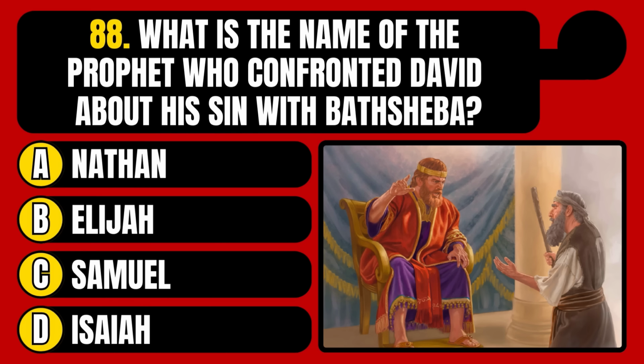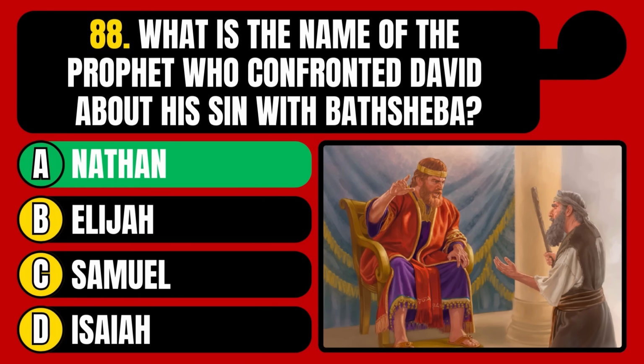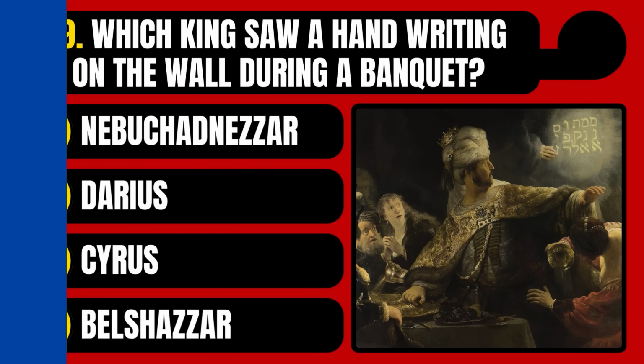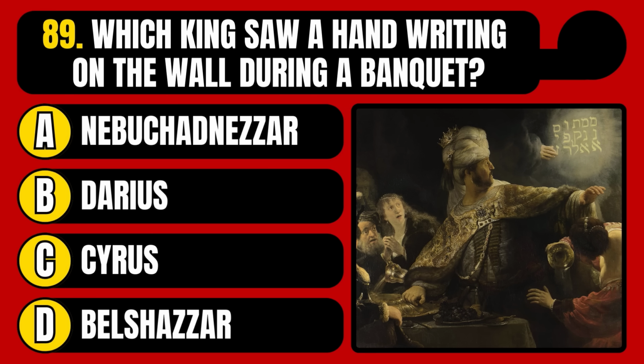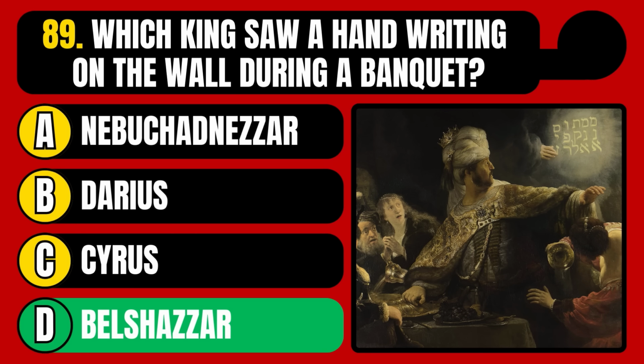What is the name of the prophet who confronted David about his sin with Bathsheba? Nathan, Elijah, Samuel, or Isaiah? The correct answer is option A, Nathan. Which king saw a hand writing on the wall during a banquet? Nebuchadnezzar, Darius, Cyrus, or Belshazzar? The correct answer is option D, Belshazzar.